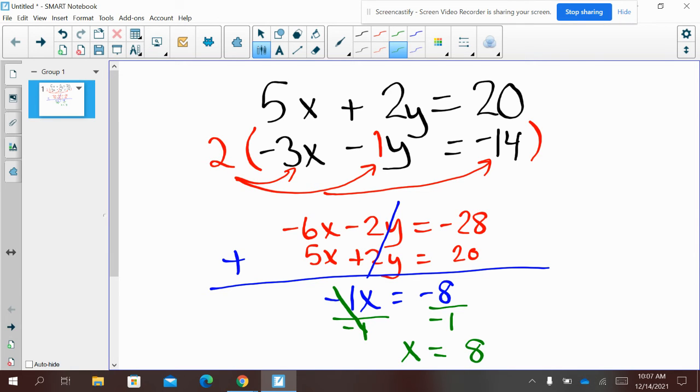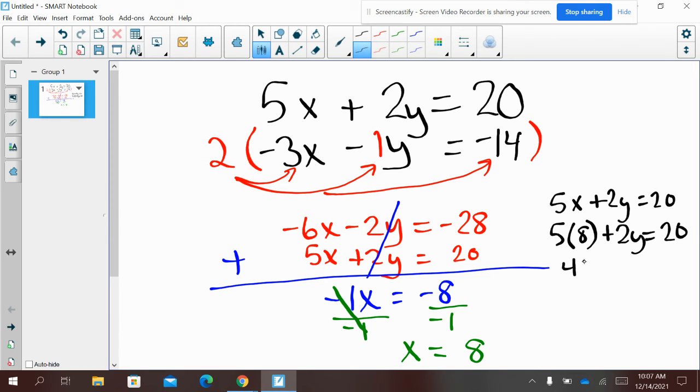Now that I have that, I can actually use x equals 8 in any of the two original equations. So I'm going to rewrite one of the originals. I'll rewrite the top one. So 5x plus 2y equals 20. And so now I can use this x equal to 8 and substitute it in for the x in the equation and solve for y. That's exactly what I'm going to do. Instead of an x, I'll put an 8. Okay, and everything else stays the same.